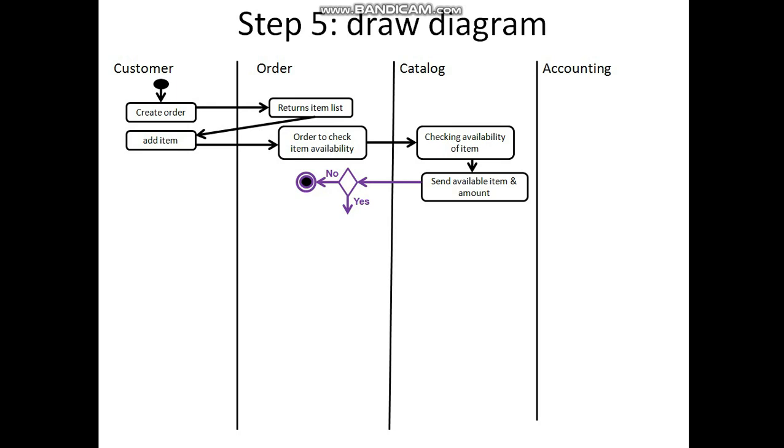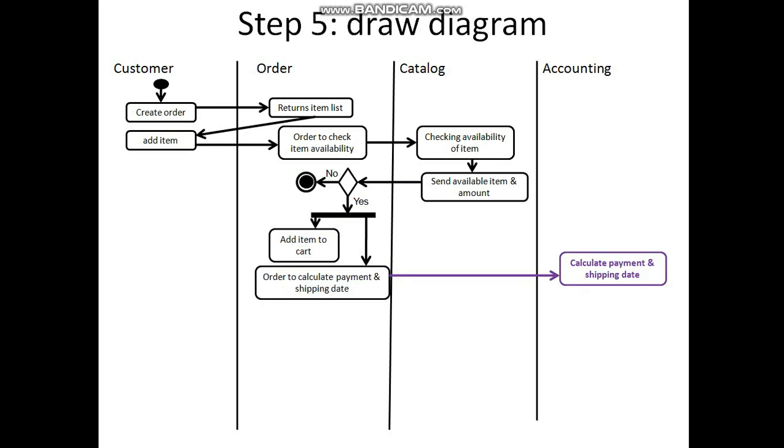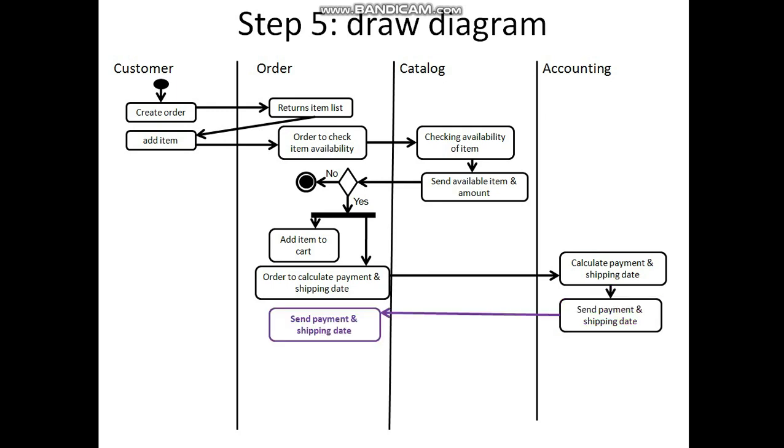If the item is available, 2 activities are going to happen in parallel. To indicate that, I use a fork. One activity is add item to cart. The second parallel activity is order to calculate payment and shipping date. Next, the accounting unit calculates payment and shipping date and sends the payment and shipping date. Then that data is sent to the customer by the system.